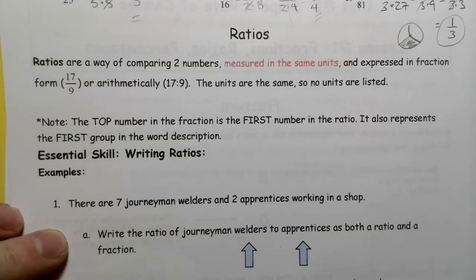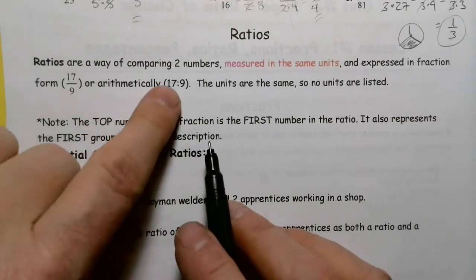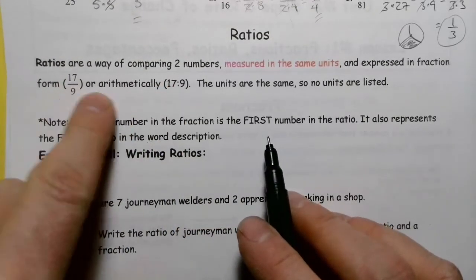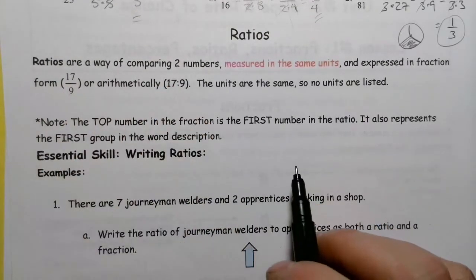Notice that the top number in the fraction, the numerator, ends up being the first number in the ratio.